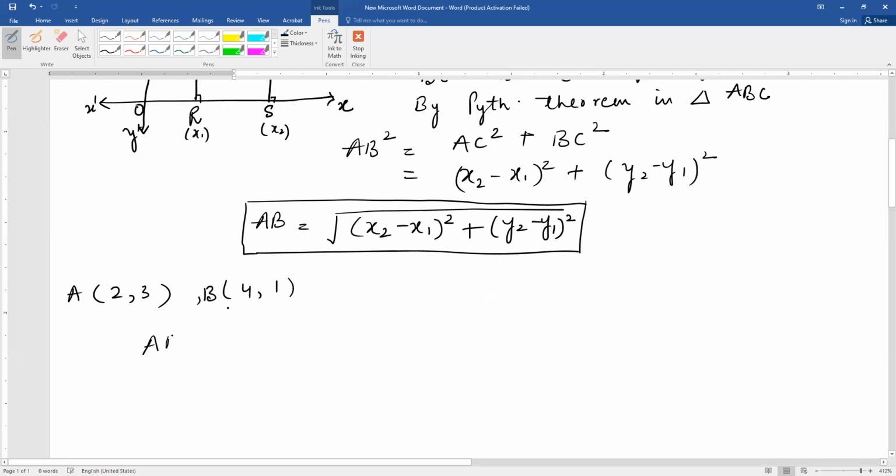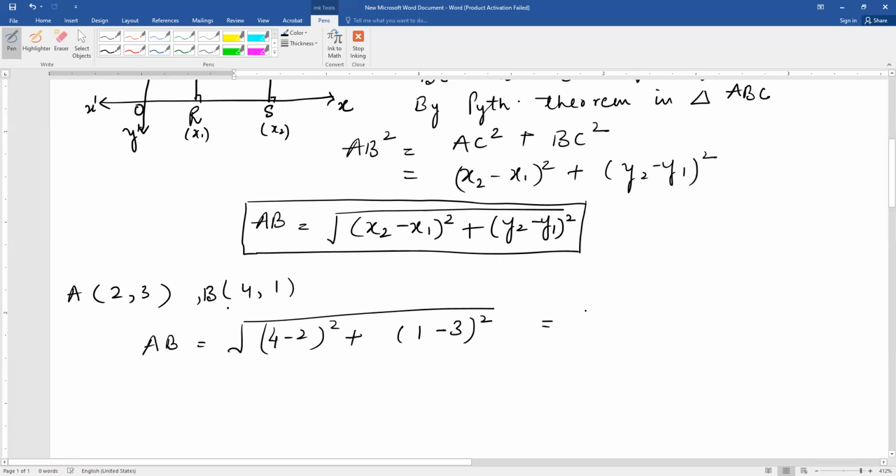So what is AB? It is, this formula you have to write, x2 minus x1 whole square plus y2 minus y1 whole square, where x2 y2 are the coordinates of B and x1 y1 are the coordinates of A. तो यहाँ B के coordinates 4, 1 हैं, तो 4 minus 2 whole square plus 1 minus 3 whole square.